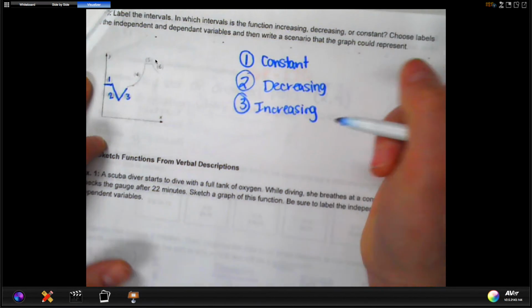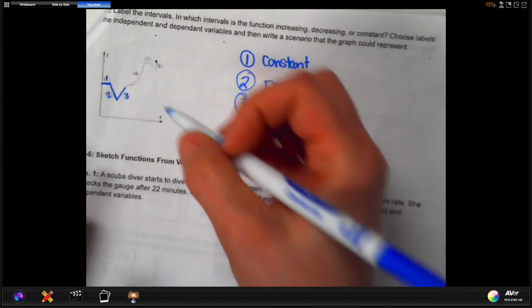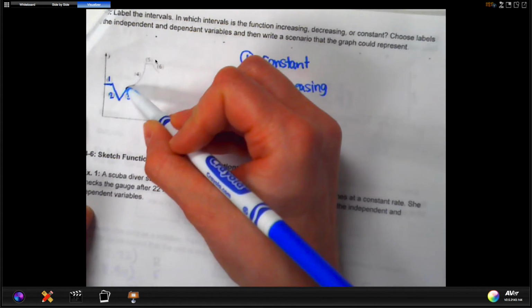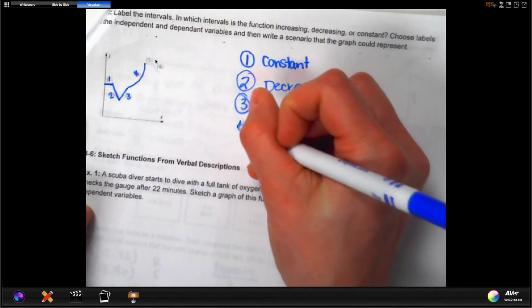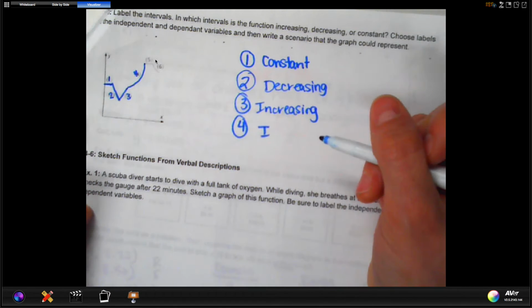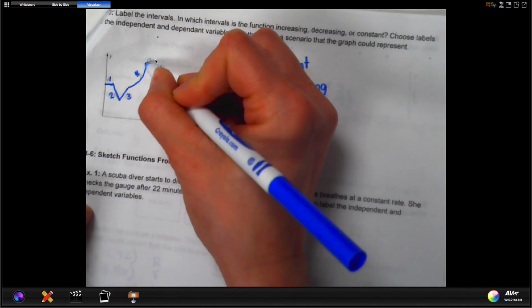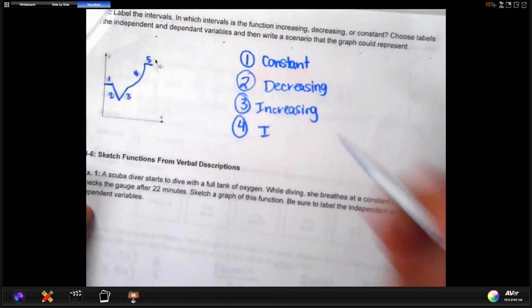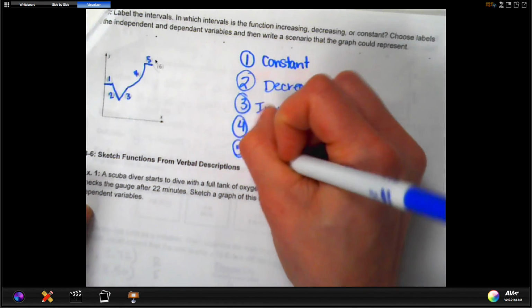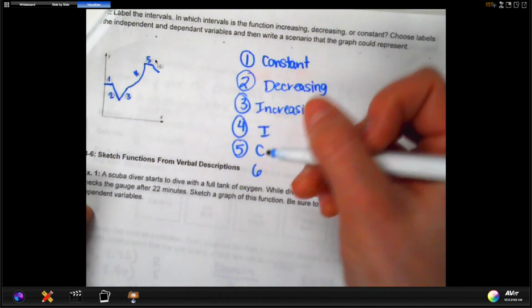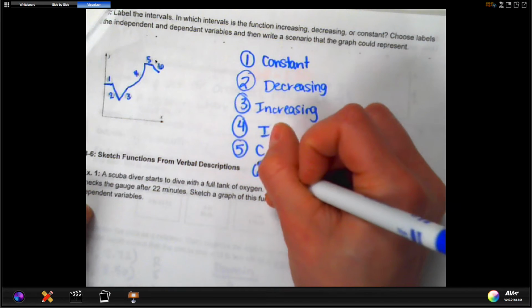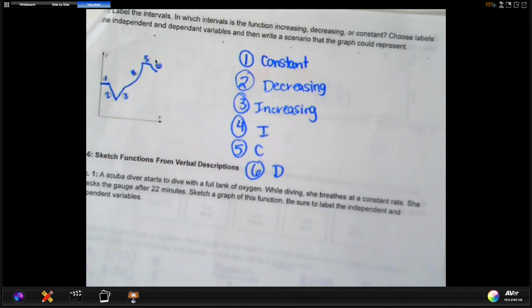And for the rest of them, we'll use C, D, or I. Now, interval 4 does change, right? But it is still going up, so interval 4 is also increasing. How about interval 5? Interval 5 again is flat, so that means interval 5 is constant. And finally, interval 6 is sliding down a little bit, and so that would be decreasing. That's pretty easy. The harder part is to make up our own scenario now.